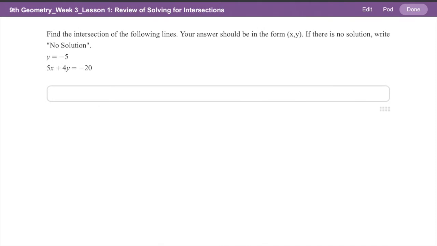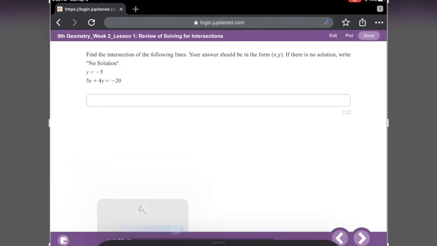Okay, now we're on the first problem. This one turns out to be pretty easy if you do it by the substitution method. So let's set up that. I'm just going to write on this little screenshot here. So here's the problem. It's y equals -5, so we have this nice horizontal line, and then 5x plus 4y equals -20. Using the substitution method, we're already given the y value here. We can just plug in -5 for any other y that we see in the problem.